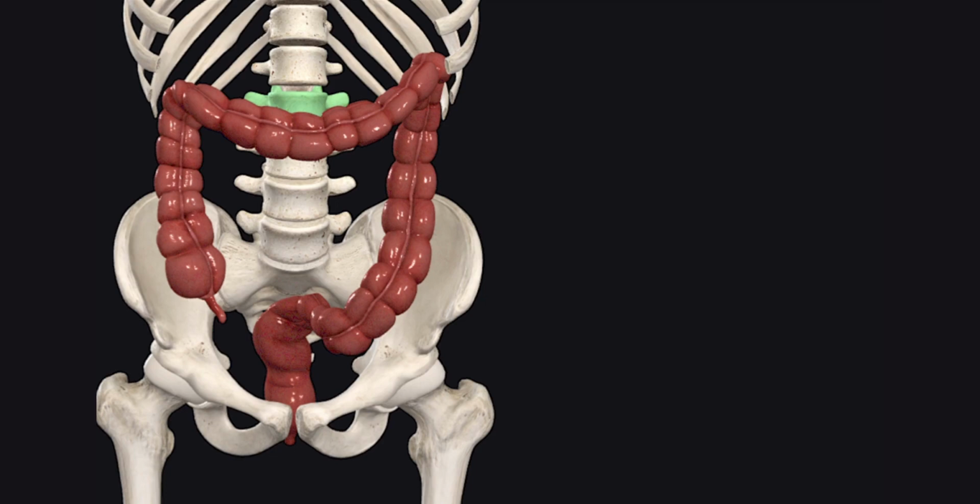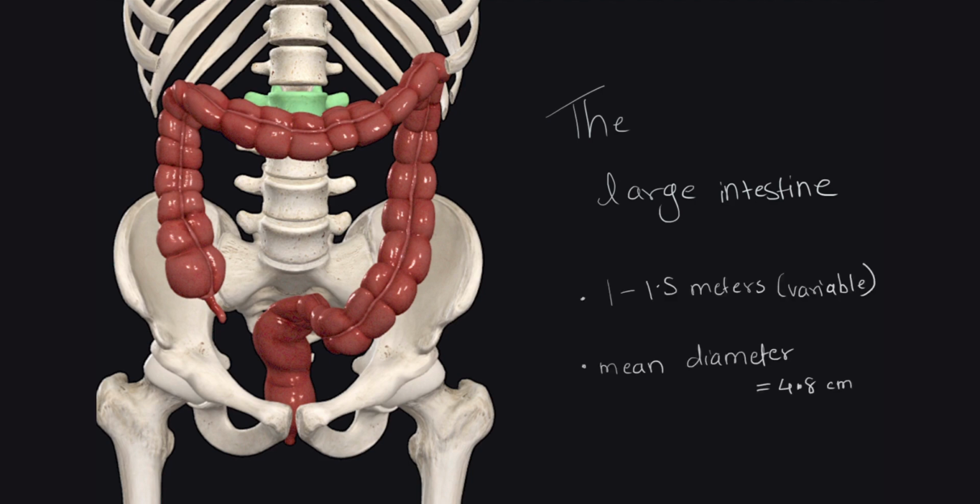Okay, now let us take a look at the large intestinal tract. The large intestinal tract is approximately 1 to 1.5 meters in length and is quite variable. So one individual might have a 1 meter long large intestinal tract, while another might have a 2 meter long one. So it differs, and the mean diameter is about 4.8 centimeters.